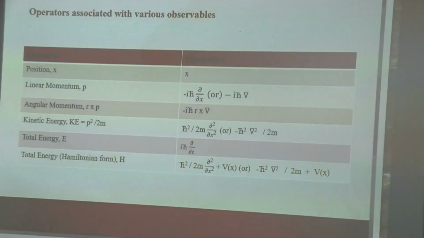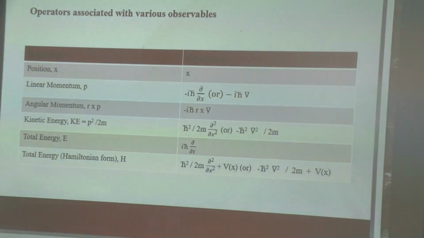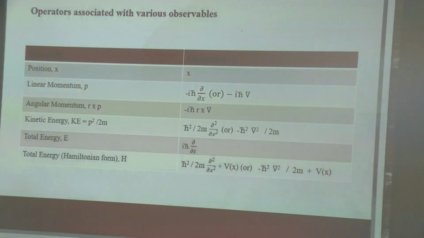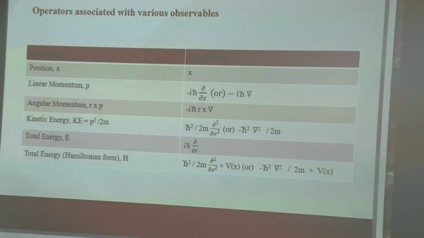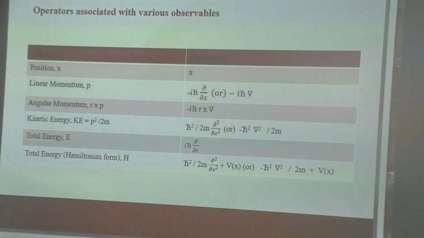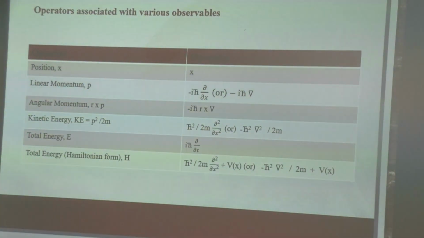Here we can substitute the operator p from the previous column, that is minus i h cross, r cross del. Similarly, kinetic energy is given by p squared by 2m, where p is the momentum. We can substitute the operator concerned with momentum here. Therefore, the kinetic energy operator is minus h cross squared by 2m dou squared by dou x squared, or minus h cross squared del squared divided by 2m.